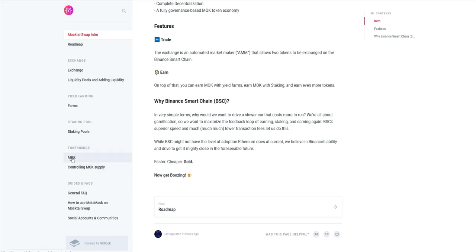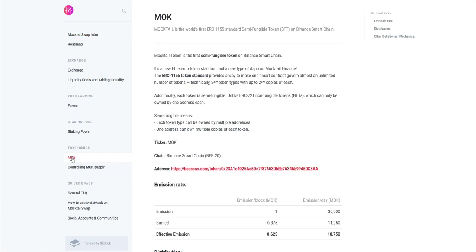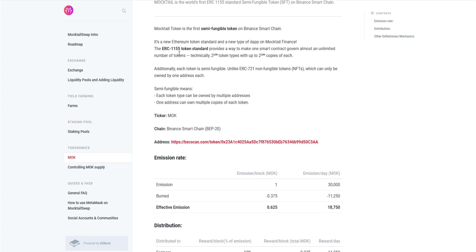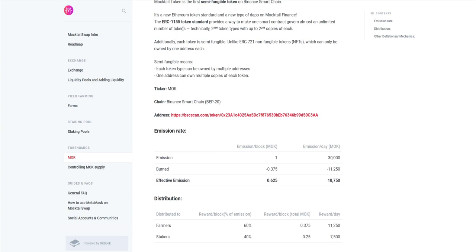A question can arise in your mind: what is Mocktail token or MOK? Mocktail token is the first semi-fungible token on Binance Smart Chain. It is a new Ethereum token standard and a new type of decentralized app on Mocktail Finance. The ERC 1155 token standard provides a way to make one smart contract govern almost an unlimited number of tokens.